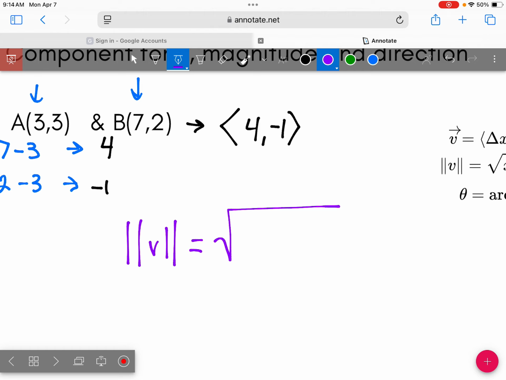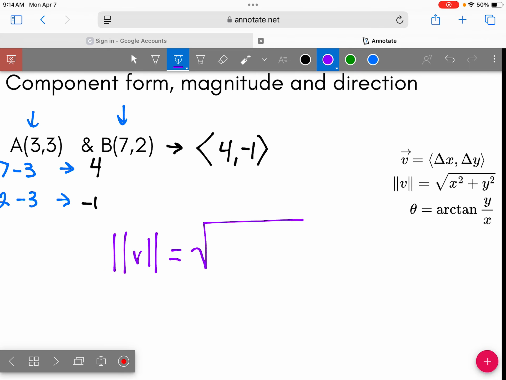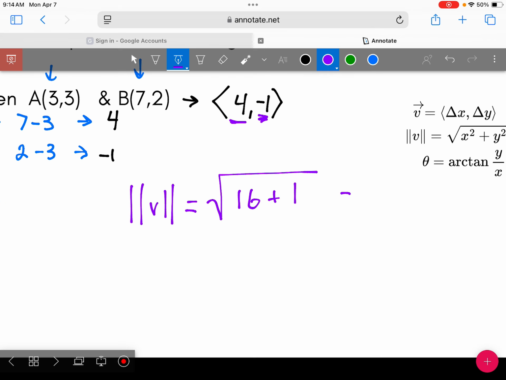What are we going to get? Square root of 17. Because we have the square root of our x that's been squared, which is 16, and our square root of -1 squared, which is 1. So we get square root of 17. So our magnitude is square root of 17.